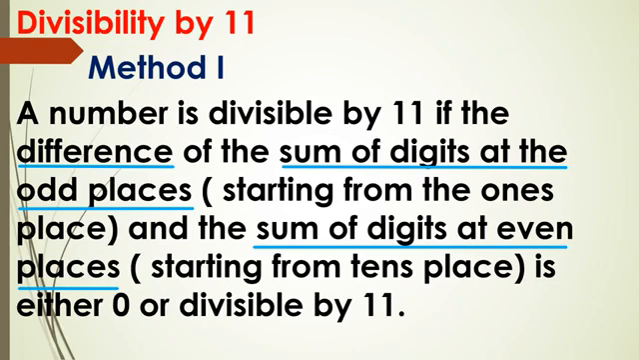So find out their sum and then find out the sum of digits at even places, that is tens, thousands and so on. Sum of odd place digits, sum of even place digits, and then find out their difference. If it is either 0 or divisible by 11, then the number is divisible by 11. See the example. It is more clear to you with the help of an example.